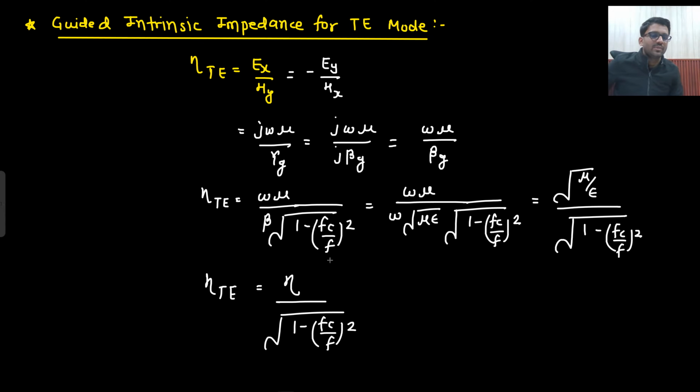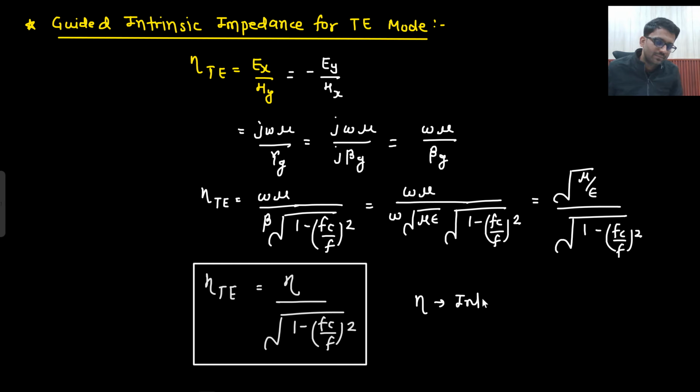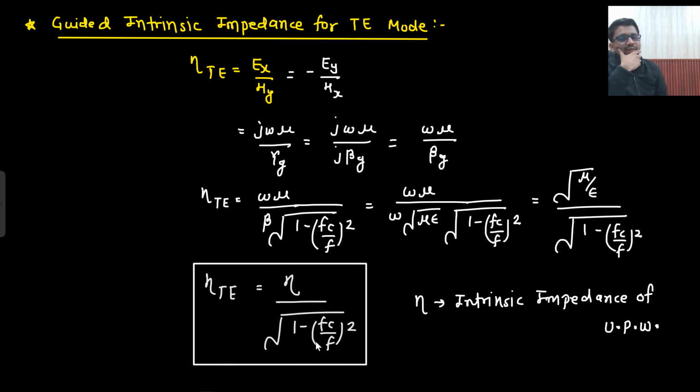Because under root mu upon epsilon, what is that? Under root mu upon epsilon is your neta only. What is neta? Intrinsic impedance of a uniform plane wave. This is your neta. So neta TE is coming out to be neta upon under root 1 minus fc by f whole square. So this also you need to keep in mind.